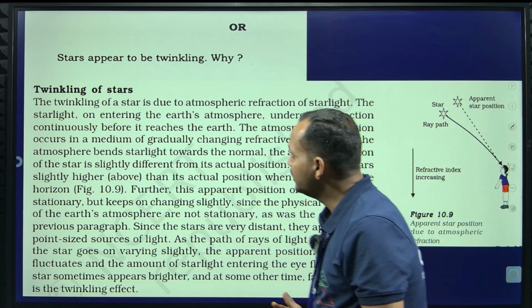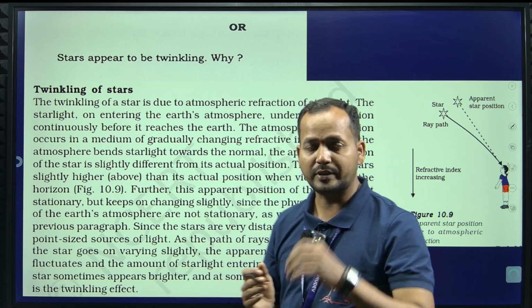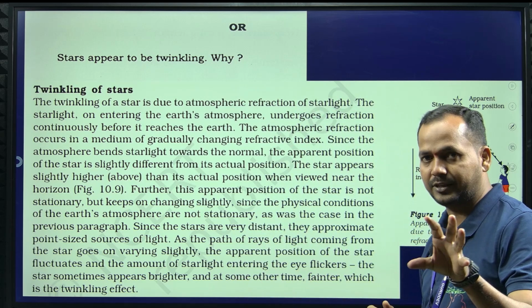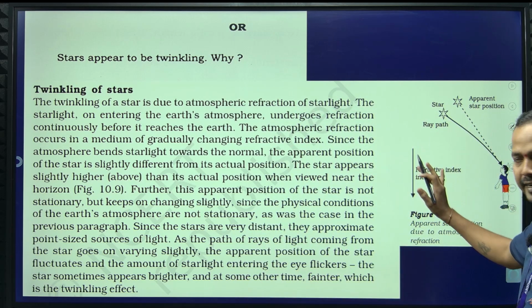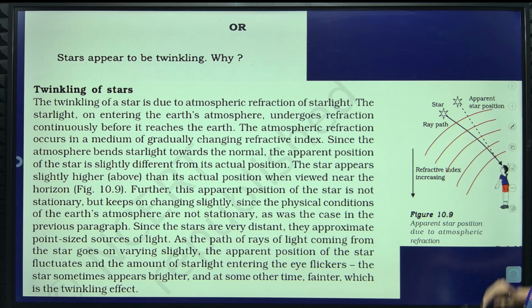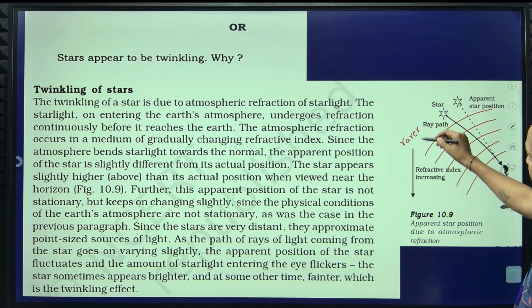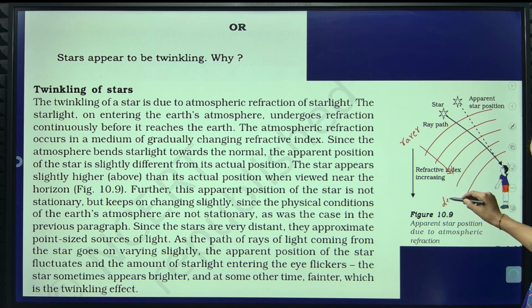Stars appear to be twinkling. Why do the stars twinkle? That is because of refraction of light. You can see here in the diagram, this is a star. We have a lot of different densities of the medium. As we go far away from the earth, the medium becomes rarer. As you come towards the earth's surface, it is denser.